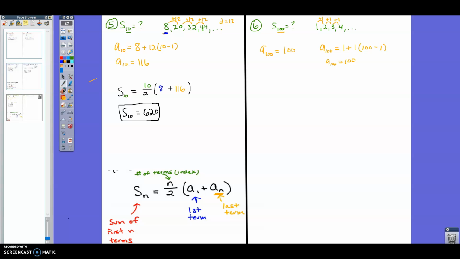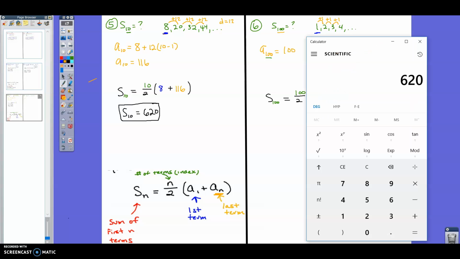So we have all the information we need now. So we have S100. So we're going to follow this formula. So we have n divided by 2. So n, in this case, is 100. And we're going to multiply that by the first term, which is 1, plus our last term, which was 100. So what we have here is we add that together, we get 101. And then we're going to multiply that by 100 divided by 2, which is 50. So we get 5,000.